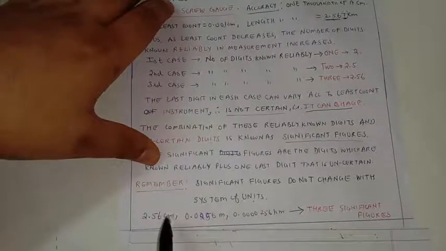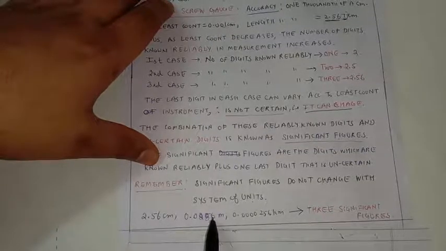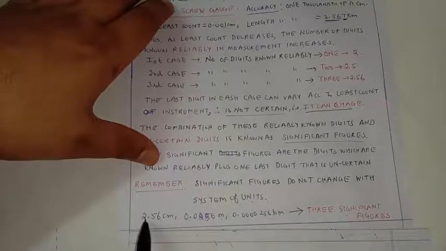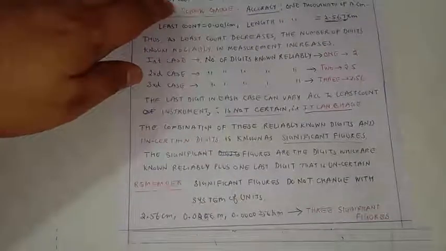One last thing, significant figures do not change with the system of units. So if we have a measurement expressed as 2.56 centimeter, 0.0256 meter, 0.0000256 kilometer, they contain the same number of significant figures, that is 3, that is 2, 5 and 6.